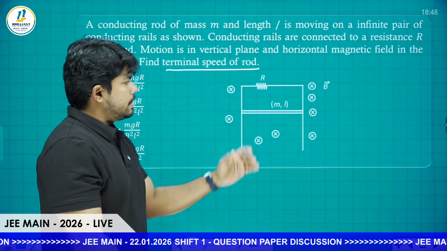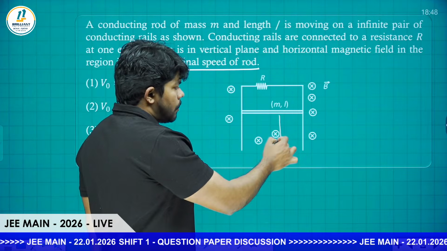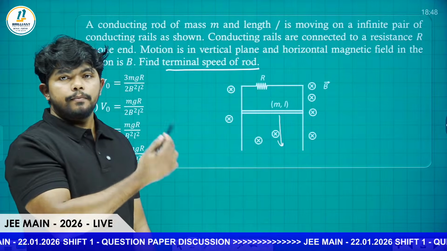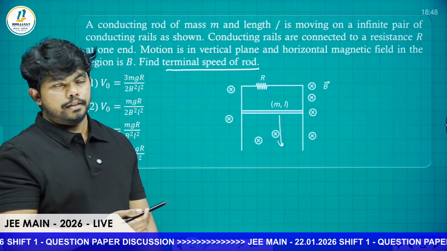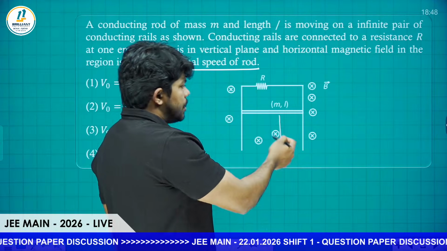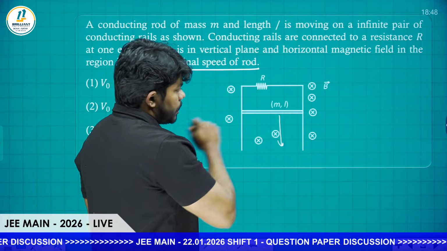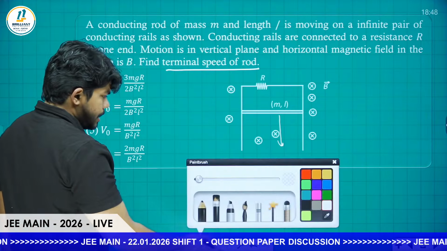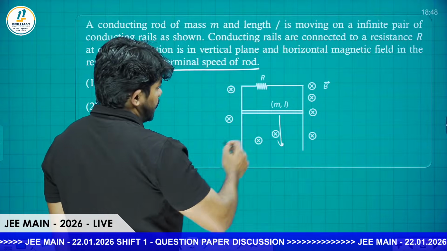When they balance each other, this rod will be moving with a constant velocity. That velocity is called the terminal velocity. So we need to find the condition when that velocity occurs. So we can actually compare the forces acting in this case.